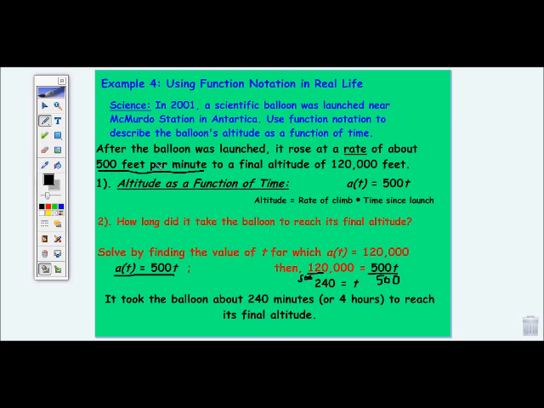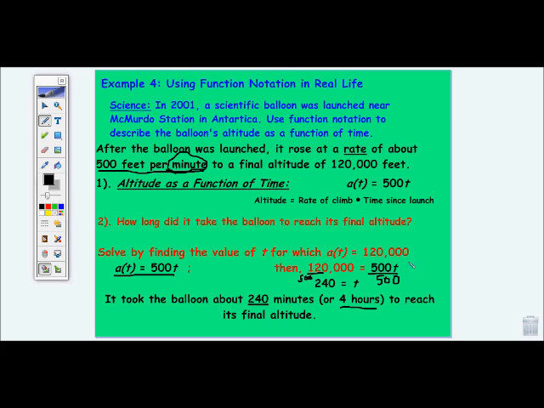Now we were talking about per minute up here, 500 per minute. So now I could change my 240 minutes into hours by dividing by 60, and I would get 4 hours. So it's going to take me 4 hours to reach my final altitude of 120,000. I was moving at 500 feet per minute. There's where I get my rate, 500 t.